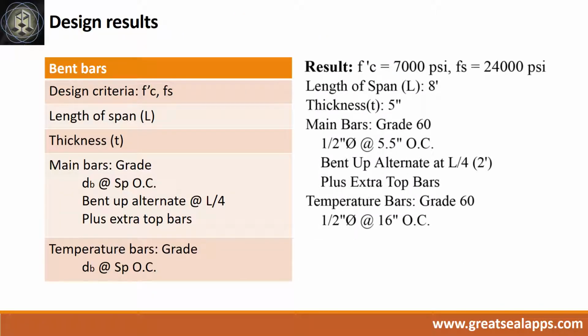Design results are as follows: Fc prime equals 7,000 psi, Fs equals 24,000 psi, length of span is 8 feet, thickness is 5 inches, main bars of grade 60, half-inch diameter bar at 5.5 inches on center, bend up alternate at L/4 plus extra top bars. Temperature bars of grade 60, half-inch diameter bar at 16 inches on center.